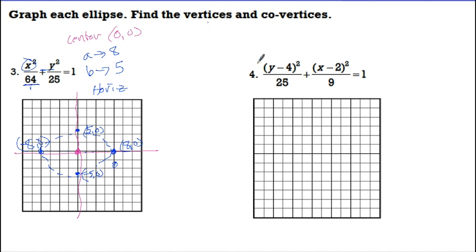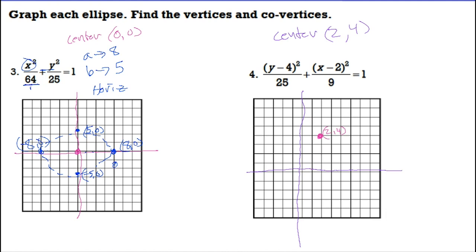Okay, so these are a little bit trickier once we change the center. So my center here is 2, 4. So let's go to the left, let's go down, let's go here. It's always a bit of a crapshoot here. We can always adjust it if we needed to. Okay, so 2, 4, so 1, 2, 1, 2, 3, 4. It's my center.